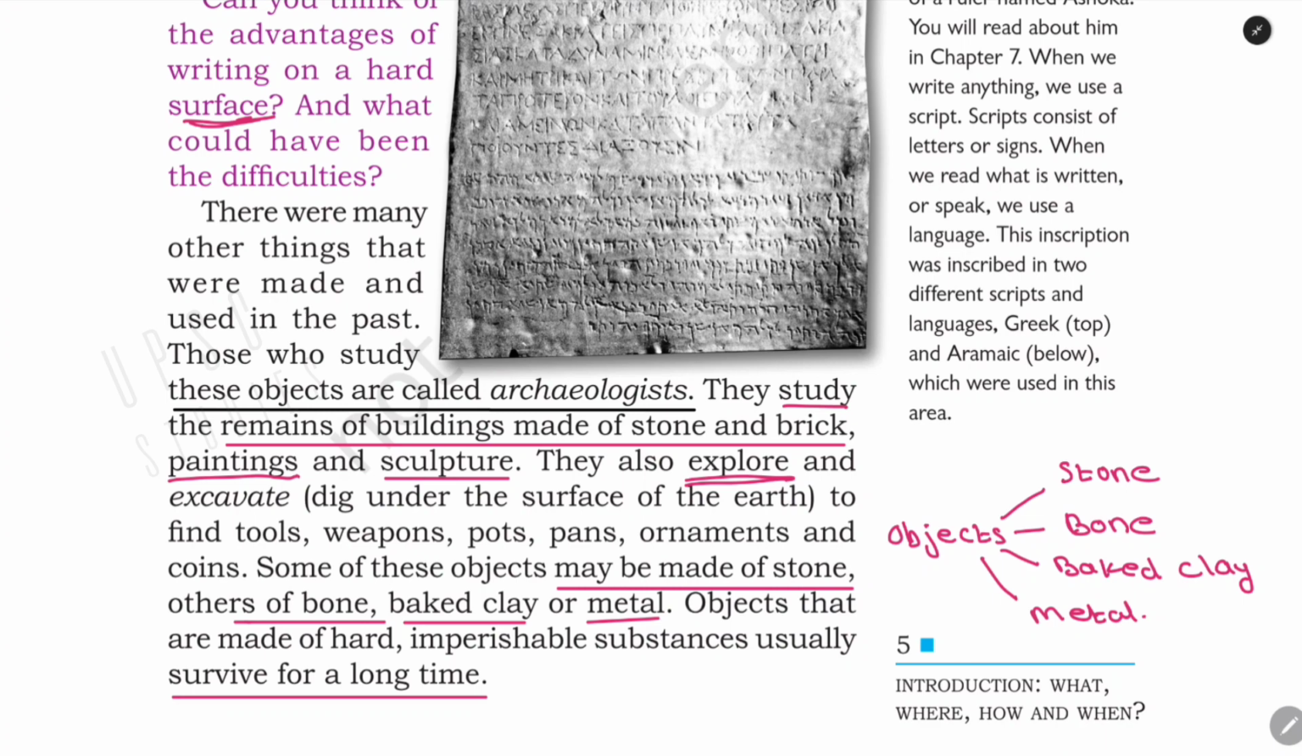So by archaeological survey, we can learn about the tools they used, the objects they used, and what they were made of. Some of the objects that we found were made of stone, bones, baked clay and metal.